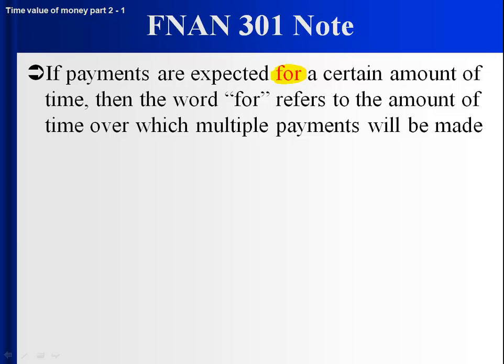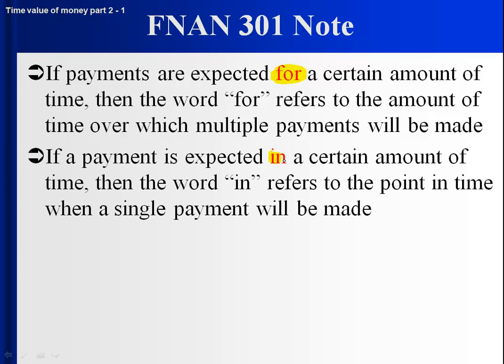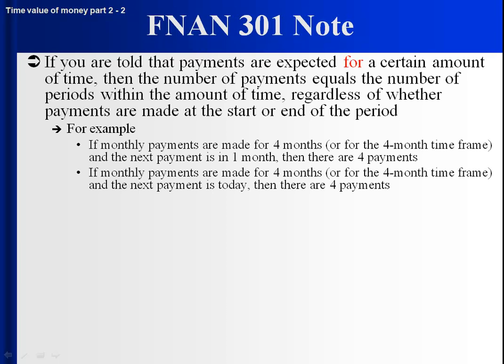The word "in" gets used when we're talking about a single payment being made at a single point in time. So if we're going to be making a payment in 2 years, 2 years from now, or in 2 years from today, we will be making a payment at that point in time. It's a single payment. So those pieces of language are important when we have annuities, annuity due problems, and other similar cases because it tells us something about when payments take place.